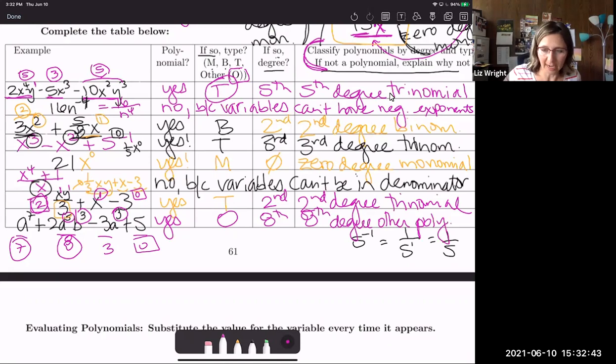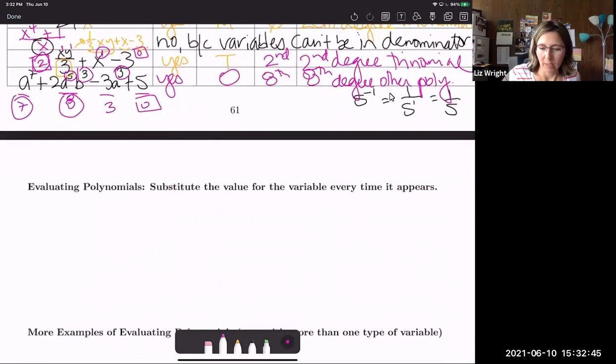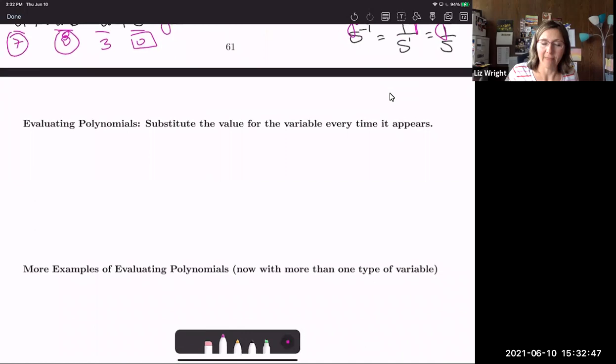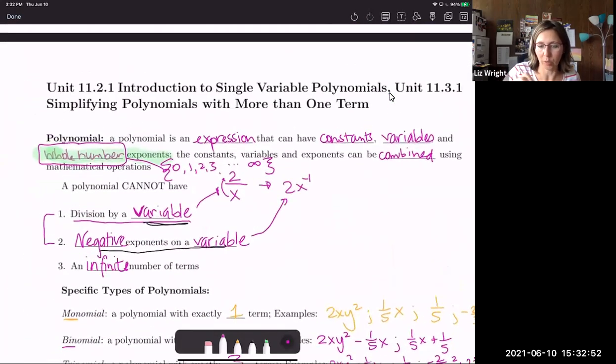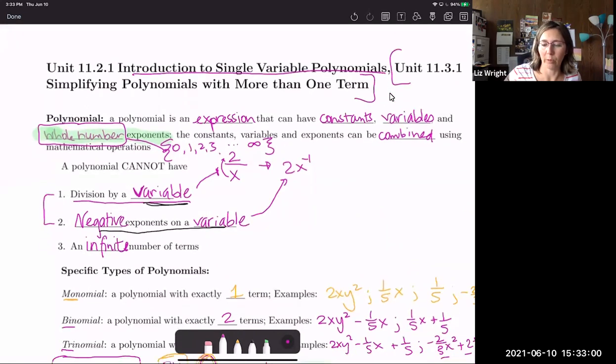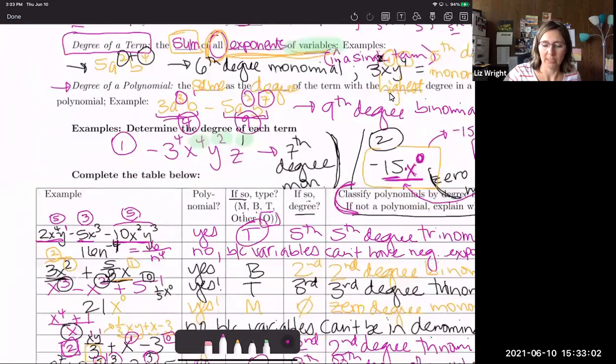And that is it. I hope you did well on that part. So now we jump into the evaluating portion. All of this page was essentially the introduction to single variable polynomials. And on the back, we're really doing this topic, simplifying polynomials with more than one term. So let's go check that out.